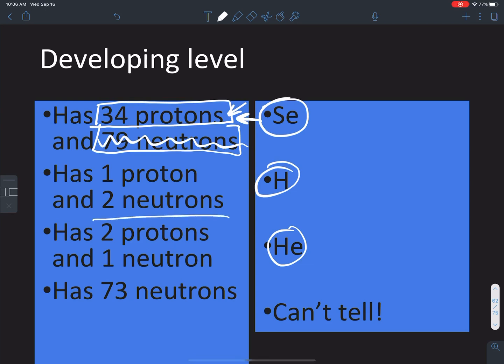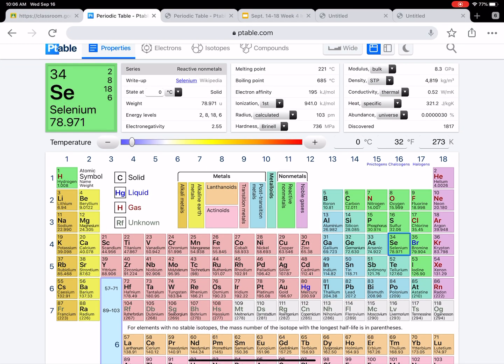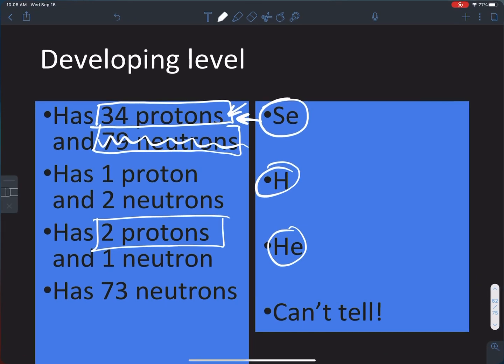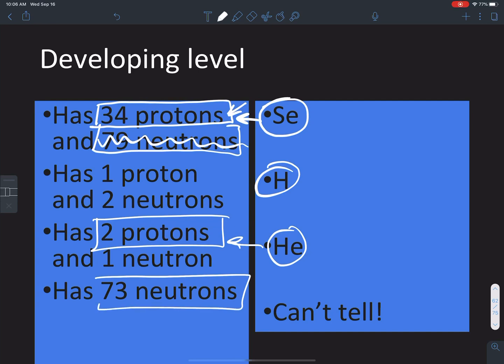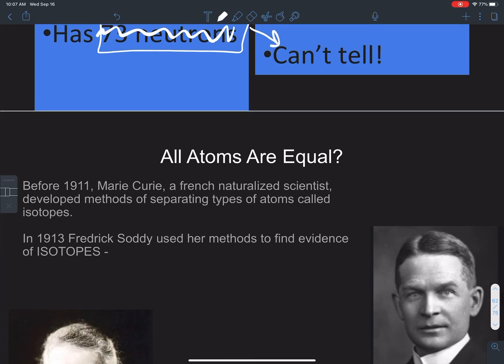Let's take a look at this one down here. 2 protons. 2 protons would be this one here. So it looks like it's helium. And this last example, something that has 73 neutrons. Well, we can't tell what that element is because the neutrons have nothing to do with identity.